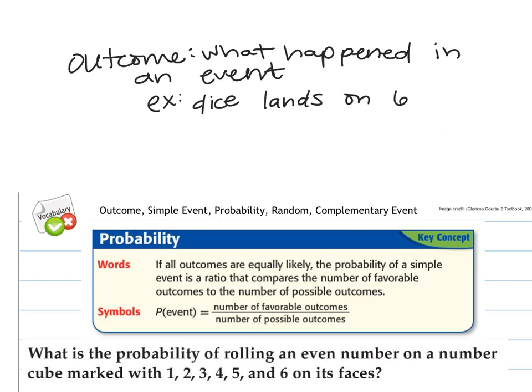Another outcome of a dice is that it lands on 5, or it lands on a 4. For a coin, an outcome could be that it lands on heads, or the outcome could be that it lands on tails. There's 2 outcomes. Random, just like you think, random. It's not more likely than something else to happen. It's just random. And then we will get to complementary events. So make sure you have outcome written down for now.